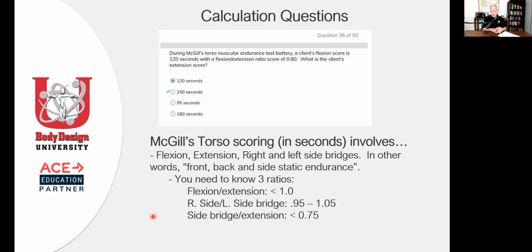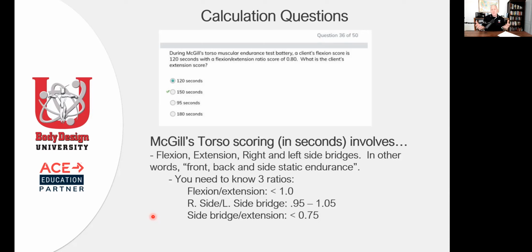With that said, any ratio where the extension, right? You've got two ratios with extension. There's flexion extension and side bridge extension. Those numbers need to be below 1, but here is your specific point of memorization. Your flexion extension ratio should be just less than 1.0.